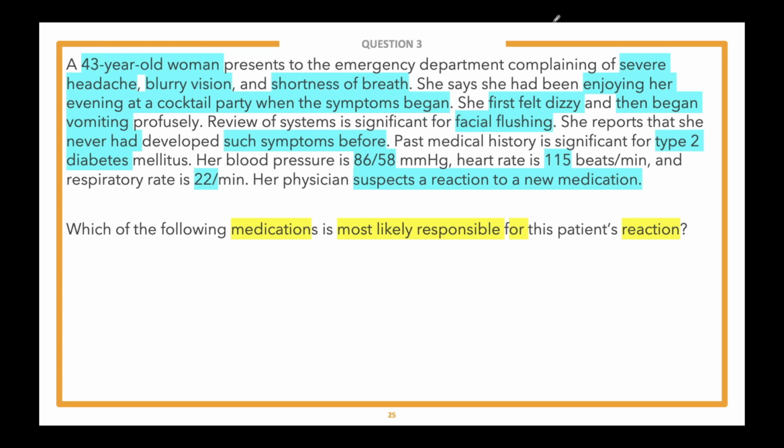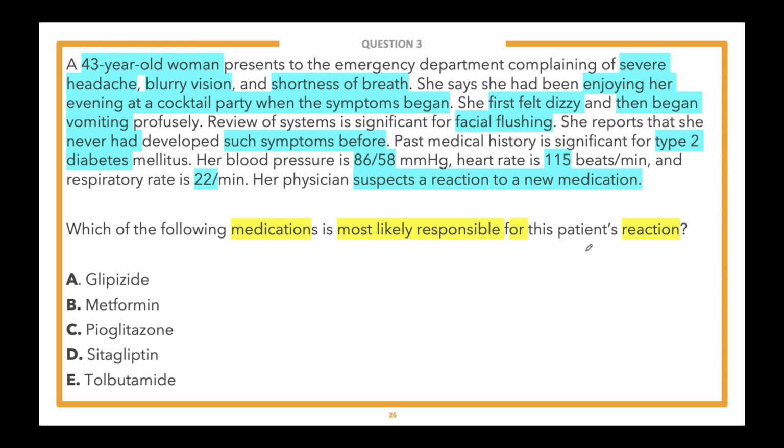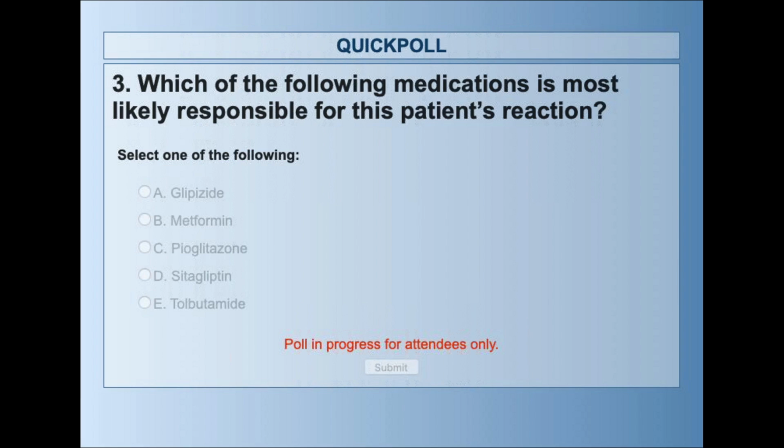So let's take a look at those answer choices. And once again, we will start at the bottom and we'll work our way up. Answer choice E, tolbutamide. D, sitagliptin. C, pioglitazone. B, metformin. And lastly, A, glipizide. So we'll go ahead and open up that poll. Go ahead and select the answer choice you think is the best answer, and we'll talk about it in just a few seconds.